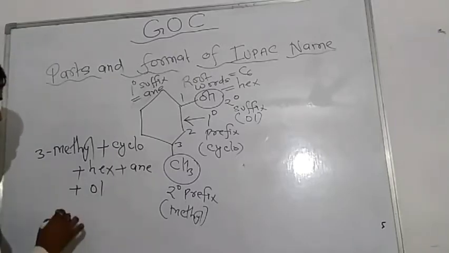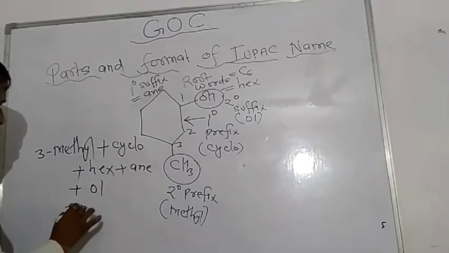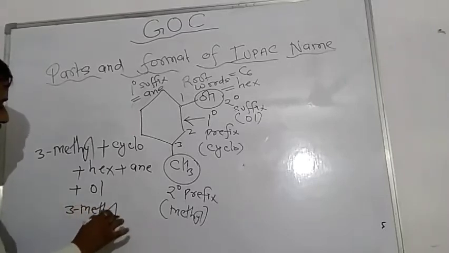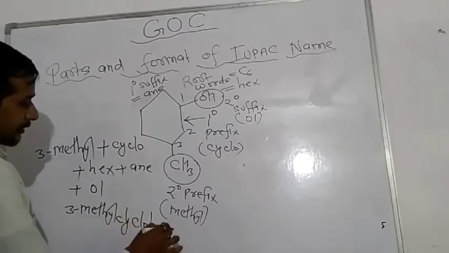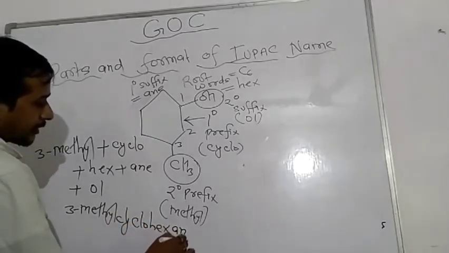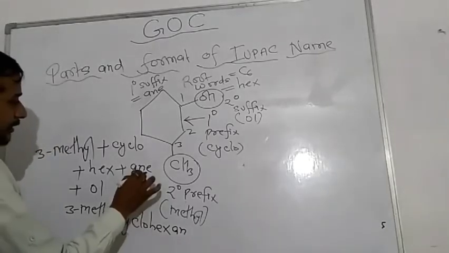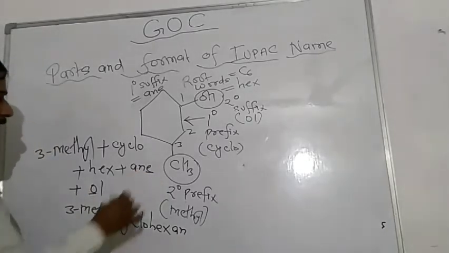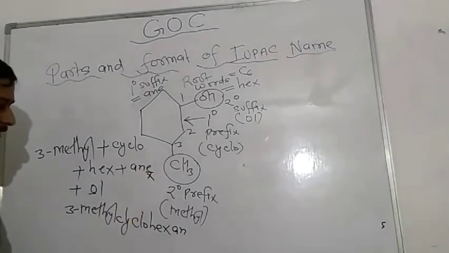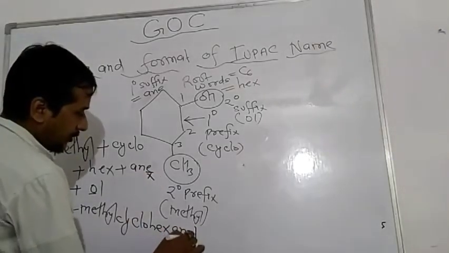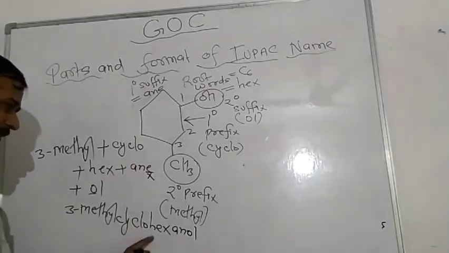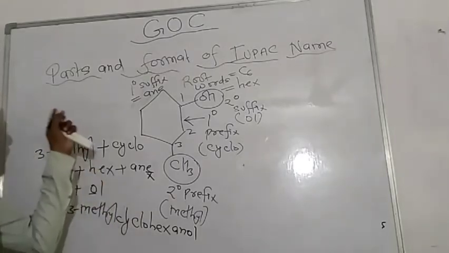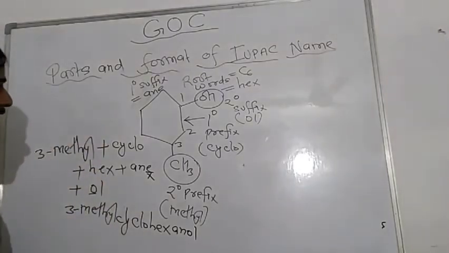Now add this. So this is basically 3-methyl cyclo hex ane. Now one more thing we have to note down, that here E and O are vowels, so that's why E can be removed from the "ane". So this becomes hexanol. So the name of this compound is 3-methylcyclohexanol. So by following the parts and format of the IUPAC nomenclature, you can write the name of any organic compound.